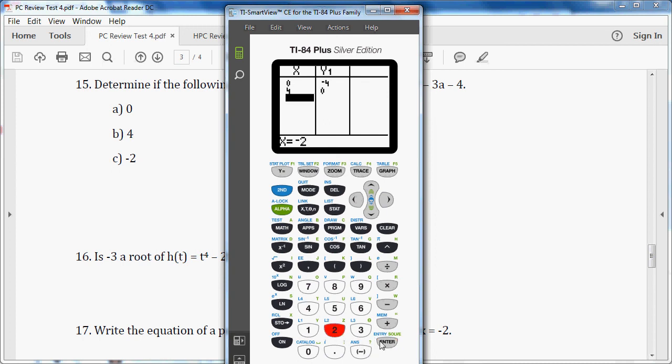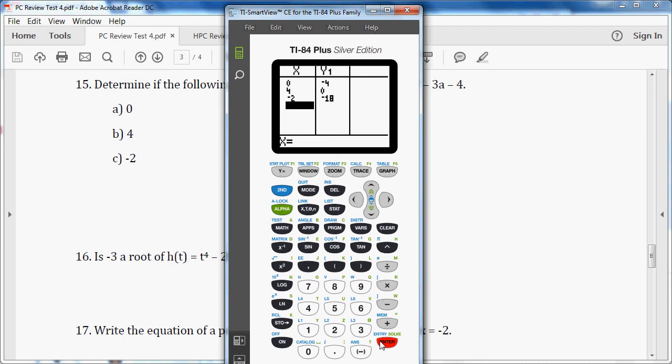So we can see that 0 is not a root because it does not result in 0. 4 is a root because it results in a y value of 0. -2 is not. So 0, no. 4, yes. -2, no.